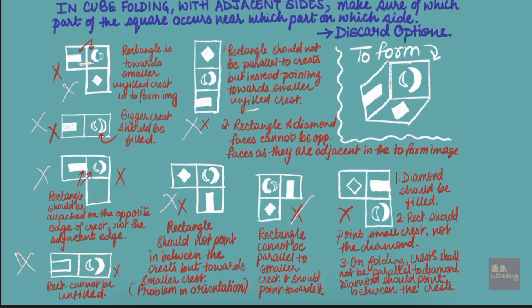This one also has one more problem: the rectangle and the diamond, see, this thing is occurring in between them. This means what? That the rectangle and the diamond become parallel faces, but they are not parallel or opposite faces, right? They are adjacent to each other. Hence, this is also one thing.